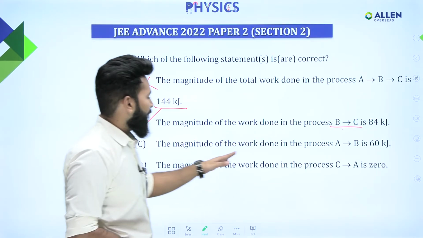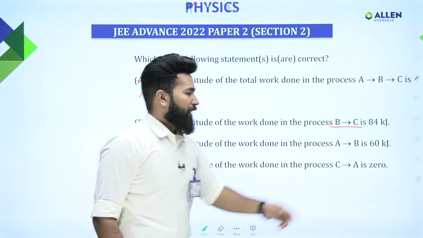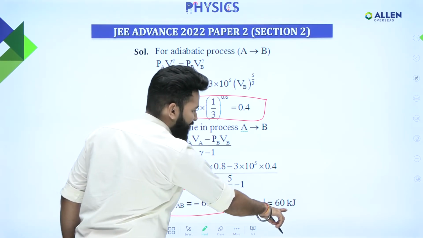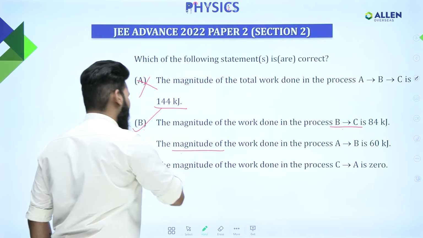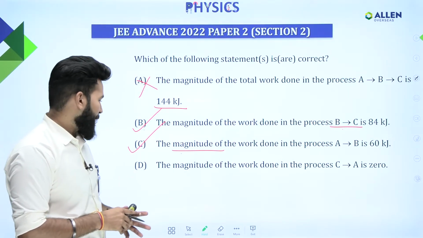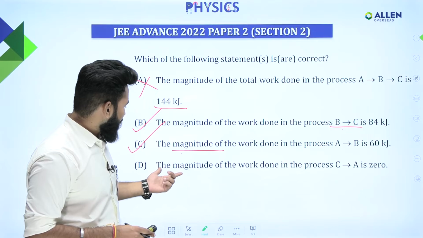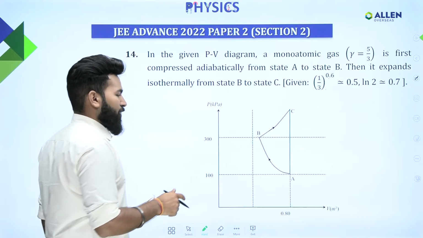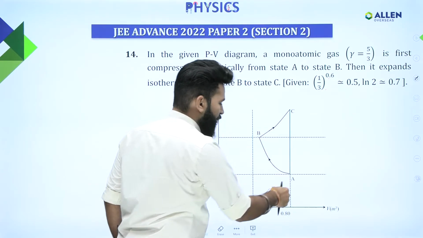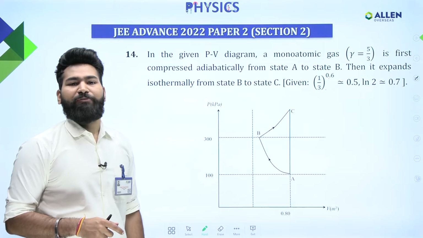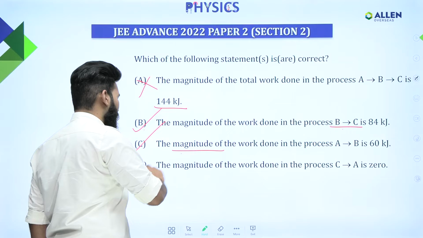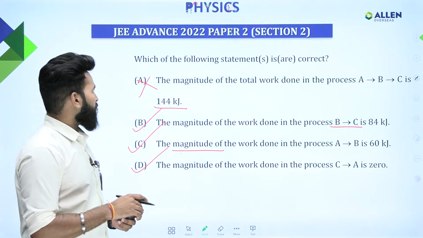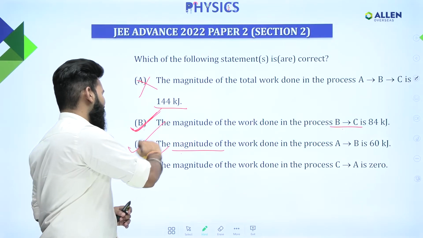Now let's check the magnitude of work done in the process A to B. In A to B, the work done was coming out to be minus 60 and its magnitude is 60. So yes, it is talking about the magnitude, so option number C is also correct. Talking about option number D, the magnitude of the work done in the process C to A is 0. Looking at the process C to A, the volume is constant, so the net work done will be 0. So yes, option number D is also correct. The correct options for this question are B, C and D.